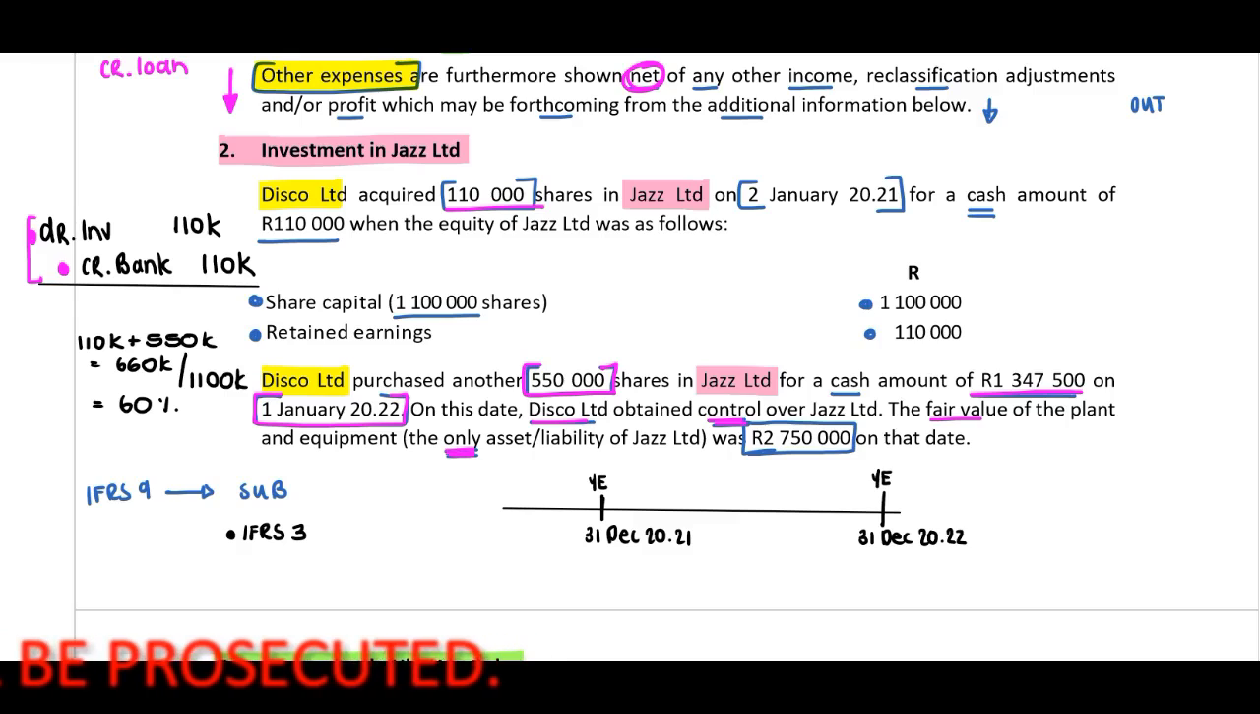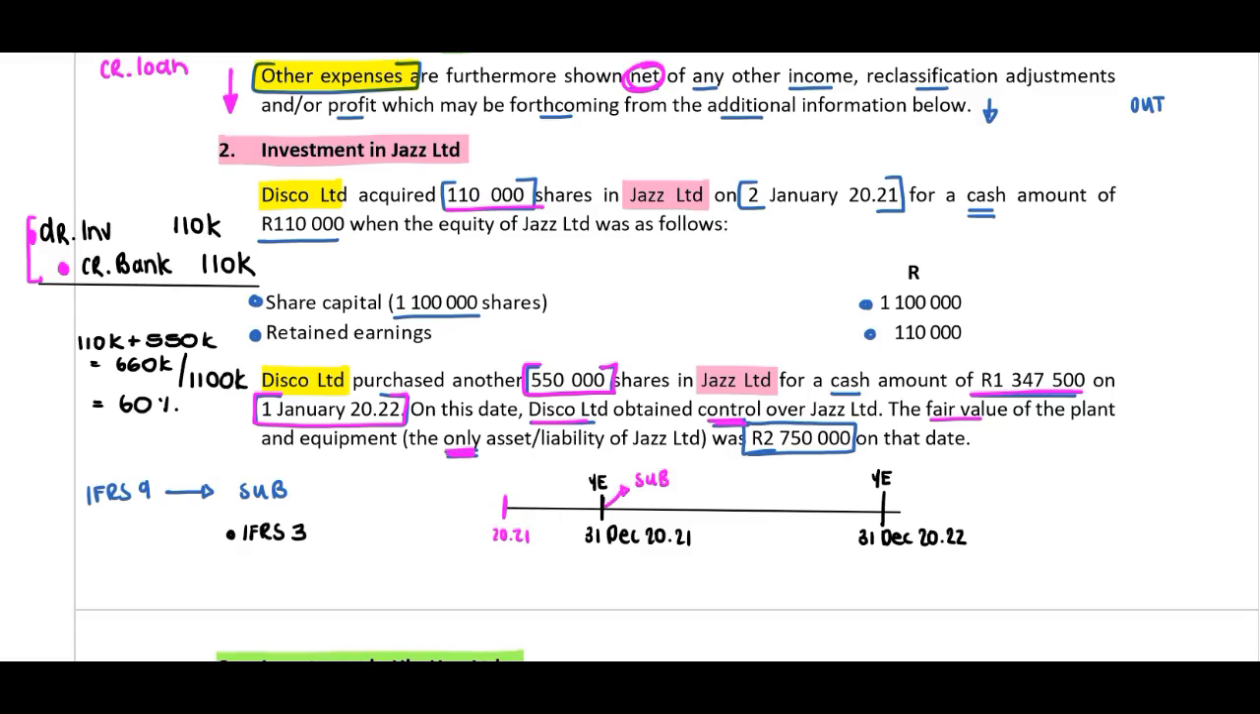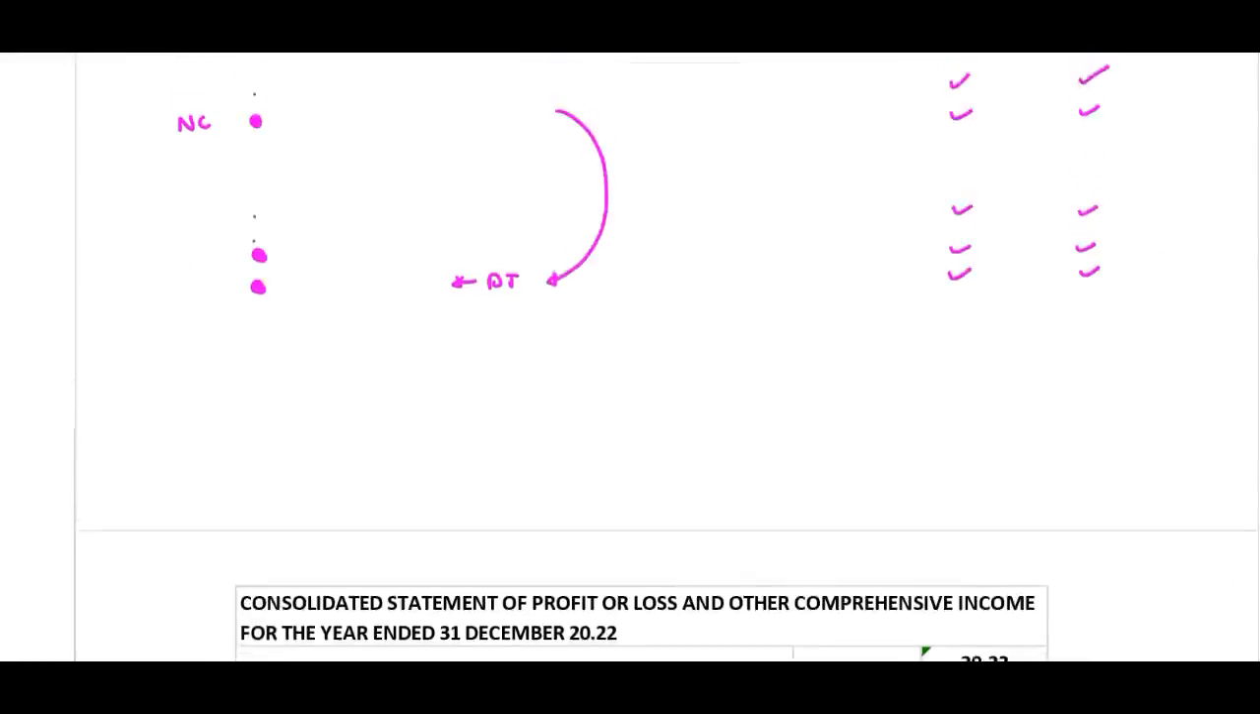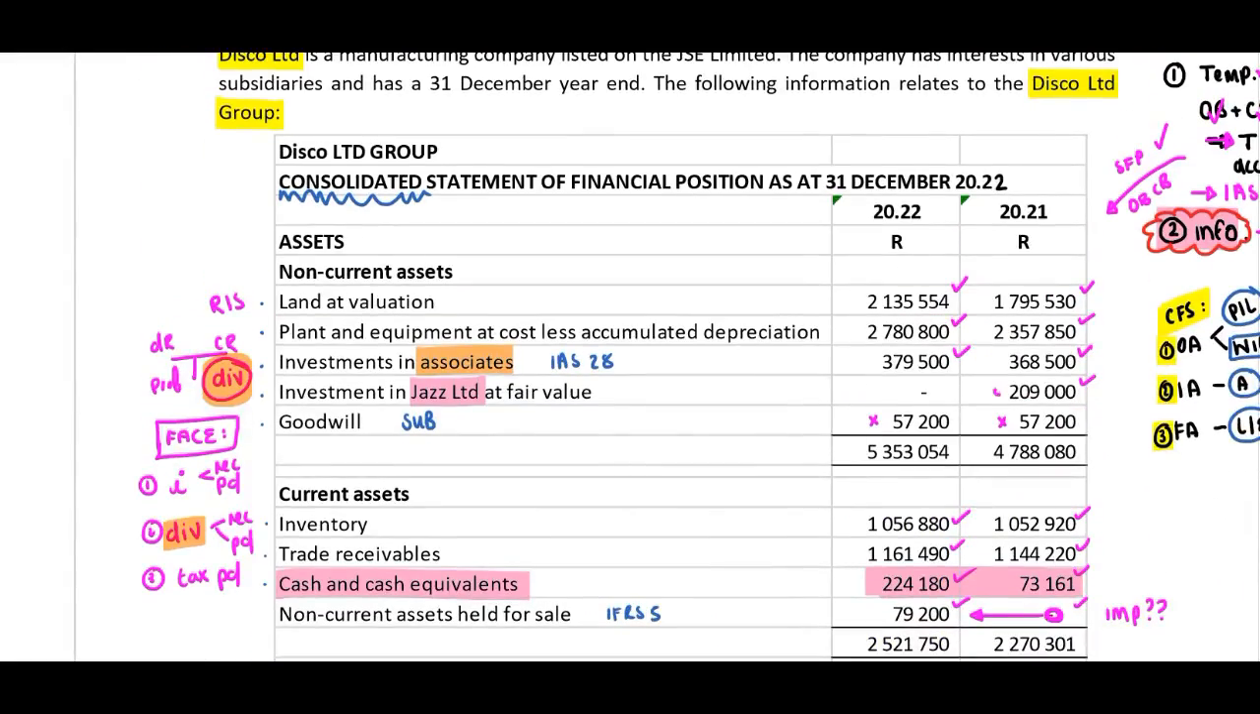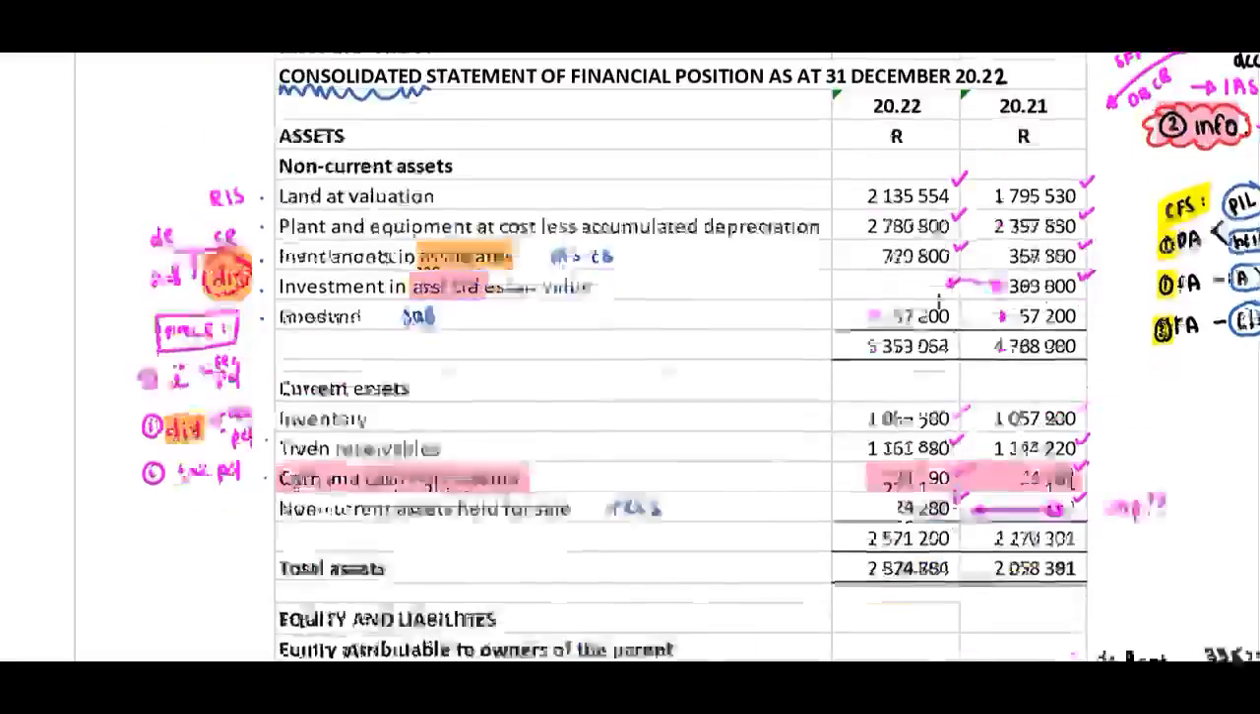Now, if you were to look at a timeline, they've purchased the investment in 2021, right? Now, on 1 January 2022, there is a change to a subsidiary. Therefore, on this date, this is a normal IFRS 9 investment, which we will have to take out, and we need to include our subsidiary. Now, when we look at the statement of financial position, our investment in Jazz has a value of 209,000, movement to 0, which does make sense.